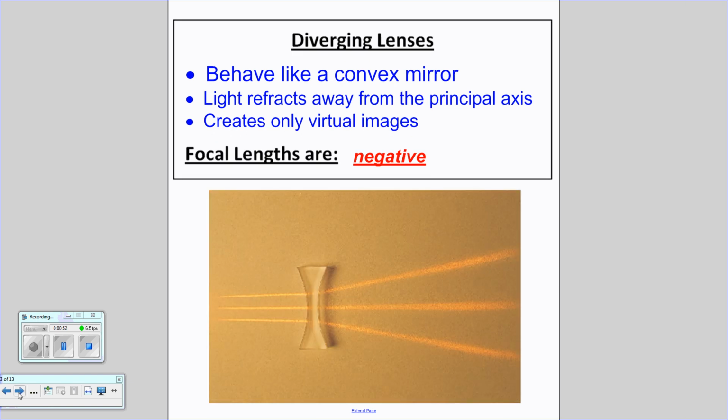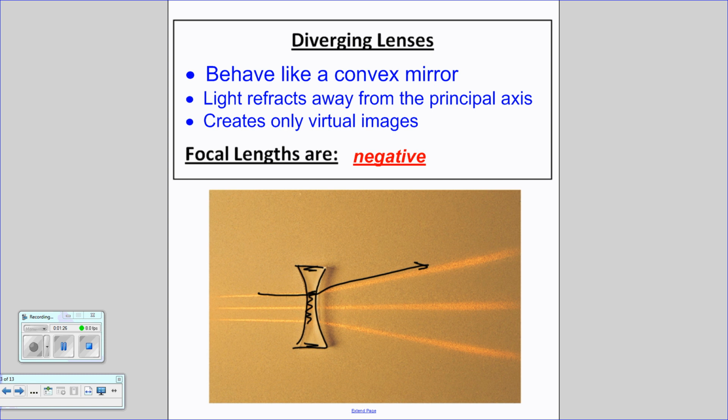Diverging lenses behave like convex mirrors, and light refracts away from the principal axis. And they also create only virtual images, and their focal lengths are negative. All things that are true about convex mirrors. And diverging lenses, they're thinnest in the center and widest at the top. Okay, so you can see that they're nice and thin there, nice and fat there, and the light hits it and bends away.